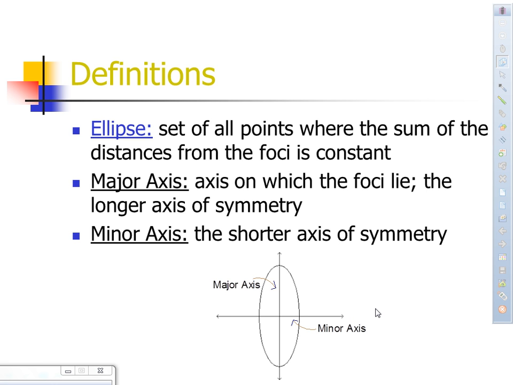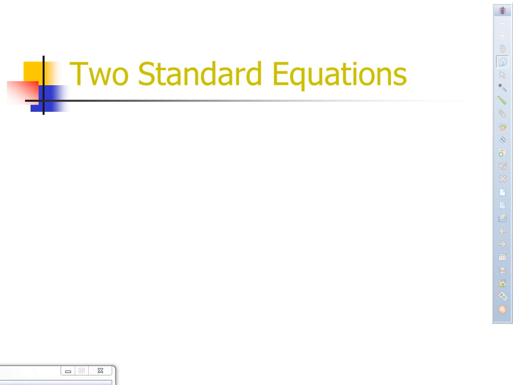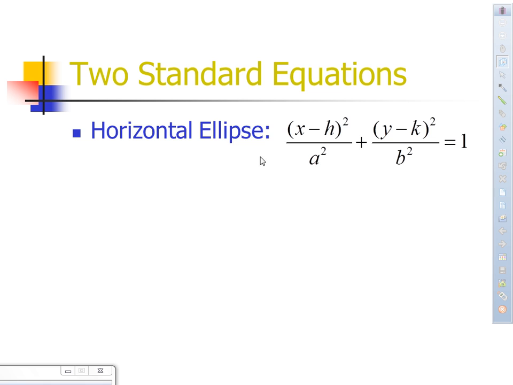Now let's look at some equations to come up with this, and we're going to talk through it. You do need to write down the equations. First of all, we have a horizontal ellipse. Go ahead and write this out, and then I'm going to talk through it a little bit, and we're going to simplify it some. An ellipse is (x minus h) squared over a squared plus (y minus k) squared over b squared is equal to 1.